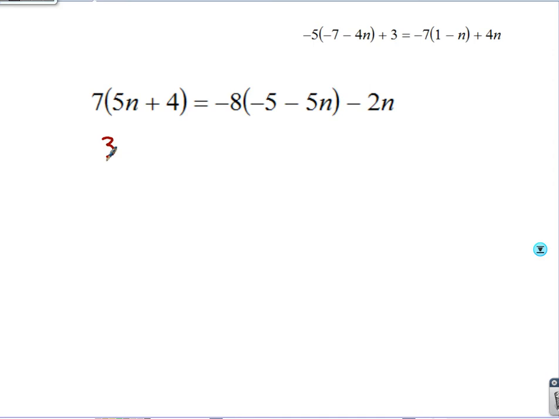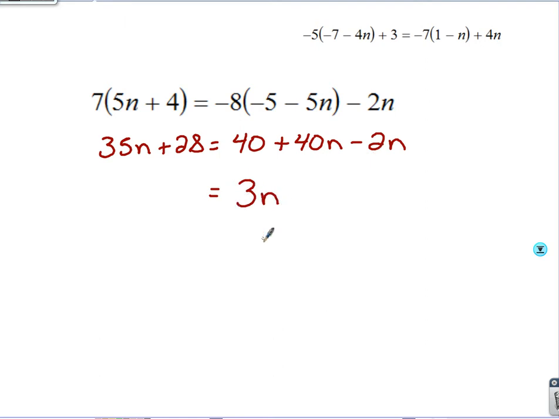First step, distributive property, I have 35n plus 28. Now, this one might be hard to do. Negative 8 times negative 5 is a positive 40. Negative 8 times negative 5 is also a positive 40, minus 2n. I'll put that equal sign in. If you can do this next step in your head, you don't even have to show me what you're adding and subtracting. I have 40n. Let's move all our n's to the right side. I have 40, right? But I've got to move these 35 over here. Anybody do 40 minus 35 in their head? 5. But you also have to combine this minus 2. What's 5 minus 2? If you can do all that in your head, you don't have to show me what you're moving.